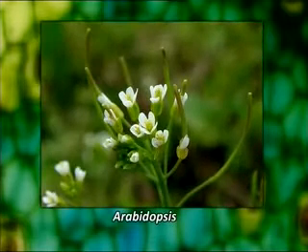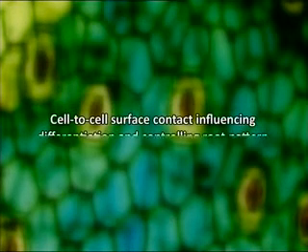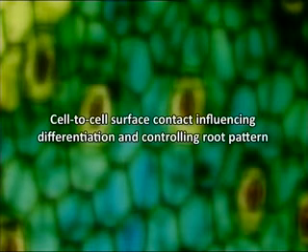Concomitantly, a significant reduction in the size of the QC occurred in roots exposed to electromagnetic field together with an advanced differentiation of initials previously in surface contact with QC. These results form a rather more complex system than Arabidopsis, again underlie the importance of signals generated by cell-to-cell surface contact influencing differentiation and controlling root pattern.